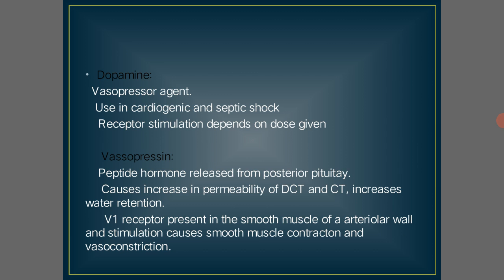Vasopressin. It is a peptide hormone released from the posterior pituitary. It causes an increase in permeability of the DCT and CT, and increases water retention. The V1 receptor is present in the smooth muscle of the arteriolar wall, and stimulation causes smooth muscle contraction and vasoconstriction.